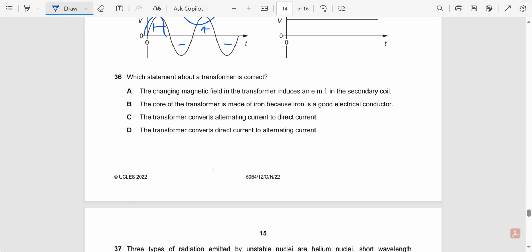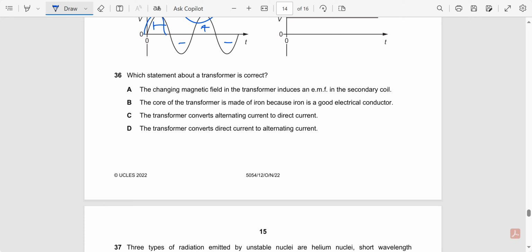Which statement about the transformer is correct? The change in magnetic field in the transformer induces EMF in the secondary coil? Yes, it does. The core of the transformer is made of iron because iron is a good conductor? No. Transformer converts alternating to direct current? No, that's a rectifier. That's also wrong, so A is the right answer.